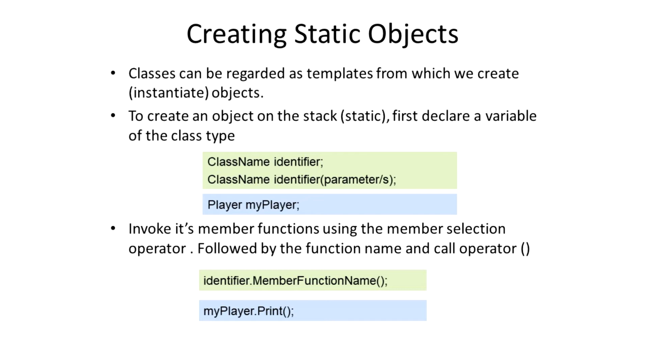And after we've declared the object, we can then call member functions by using the dot operator. Like we see here, if we want to call the print function for this player object, myPlayer, we would write myPlayer dot print, and then as it's a function, obviously write the parentheses and the semicolon. All right, so that's the static object which we've seen.